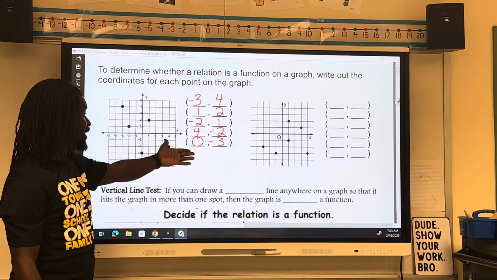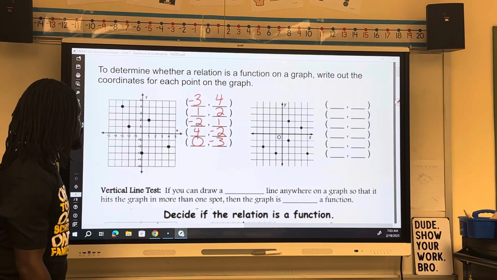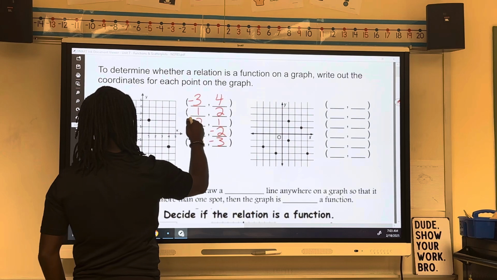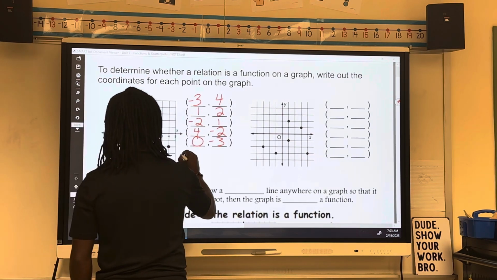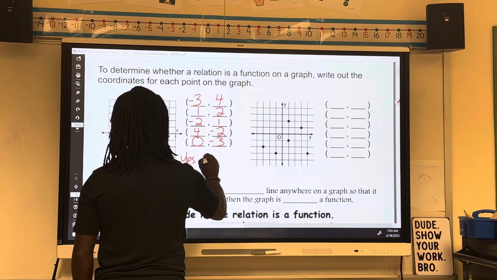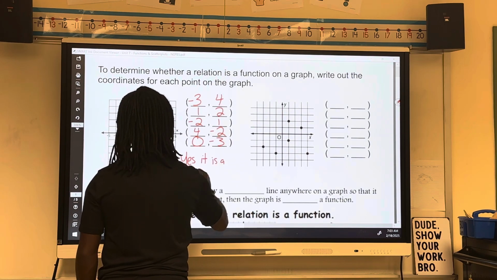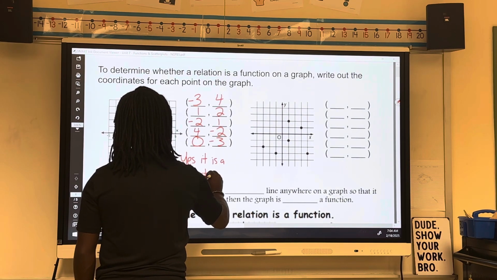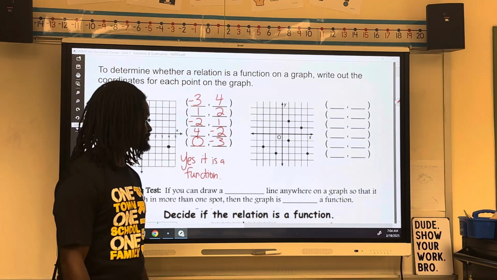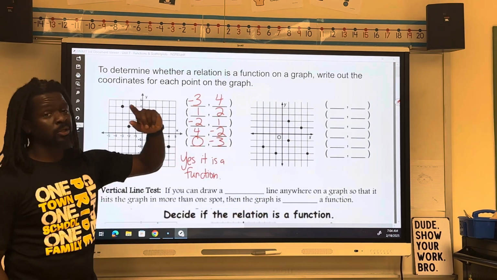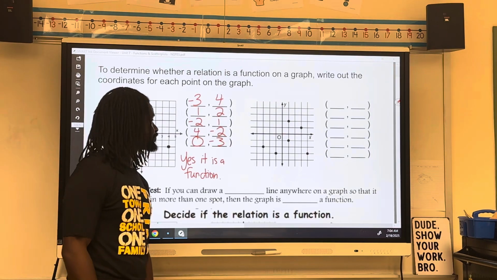And then I'm going to look at my x's. Do any of the x's repeat? I got -3, 1, -2, 4, 0. And we're going to say, yes, this is a function. Why? Because the x's do not repeat, all right? That's it. Hey, I want you to go ahead and do this next one on your own.